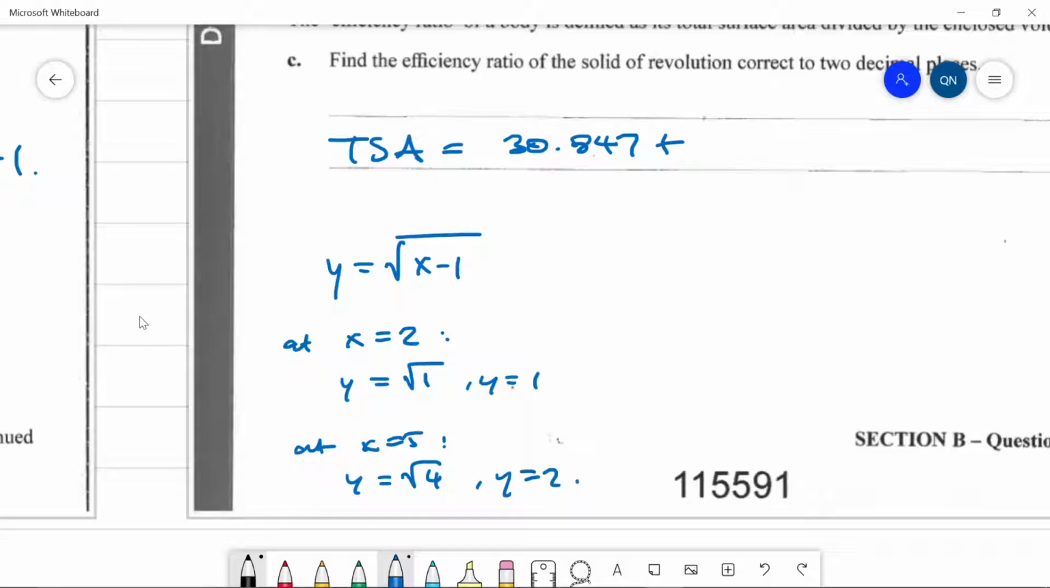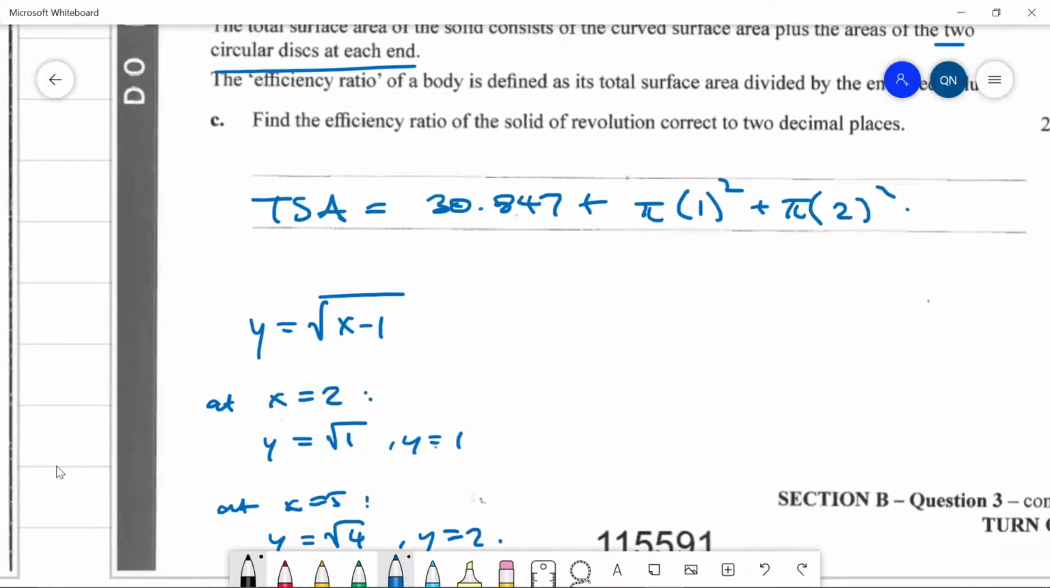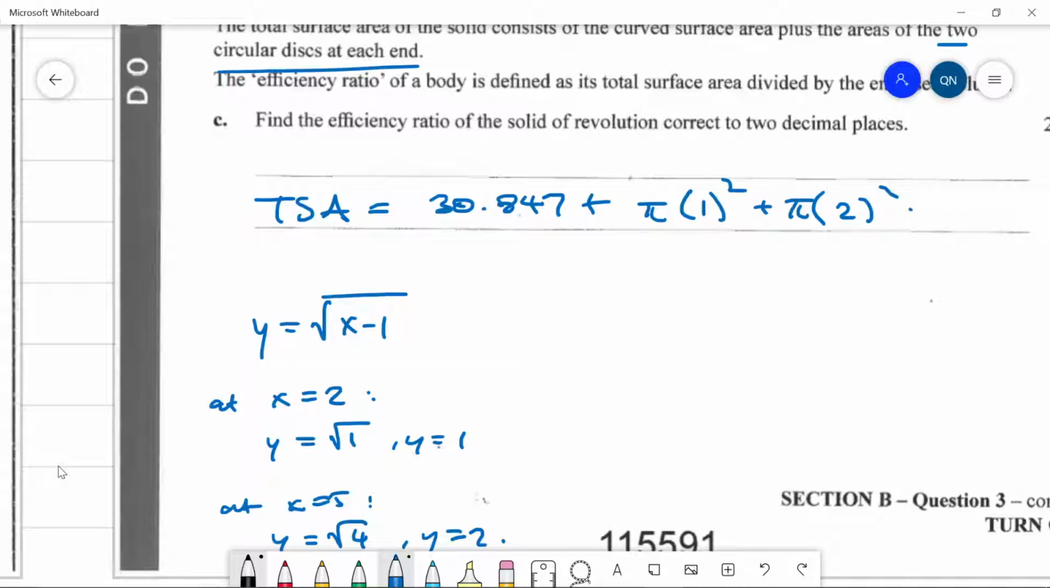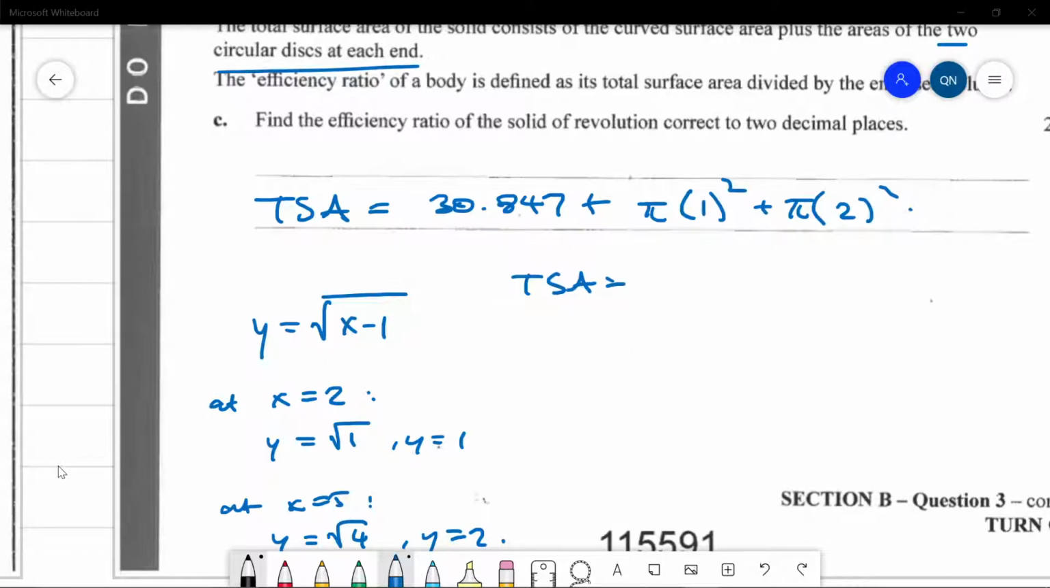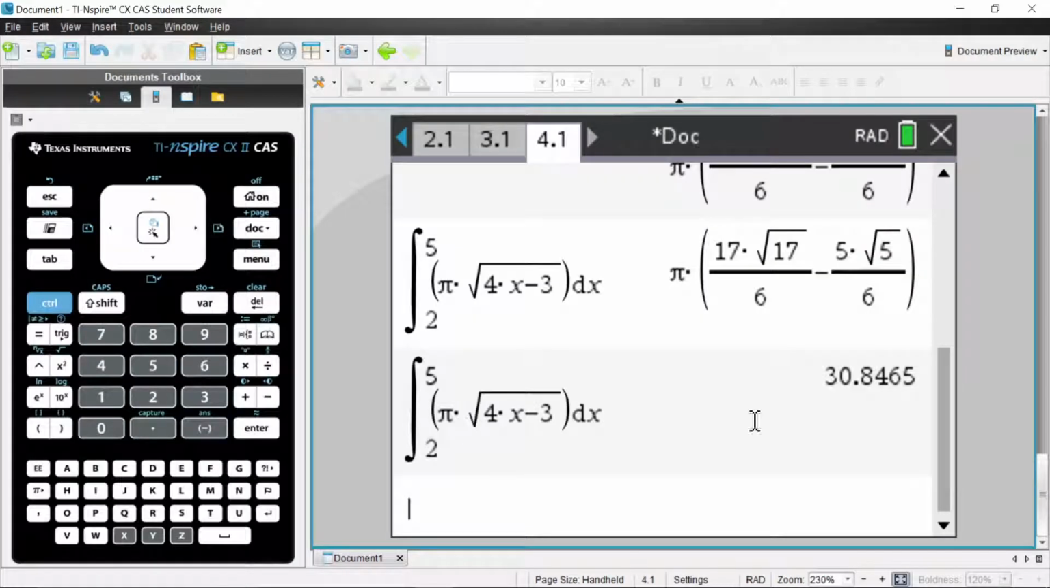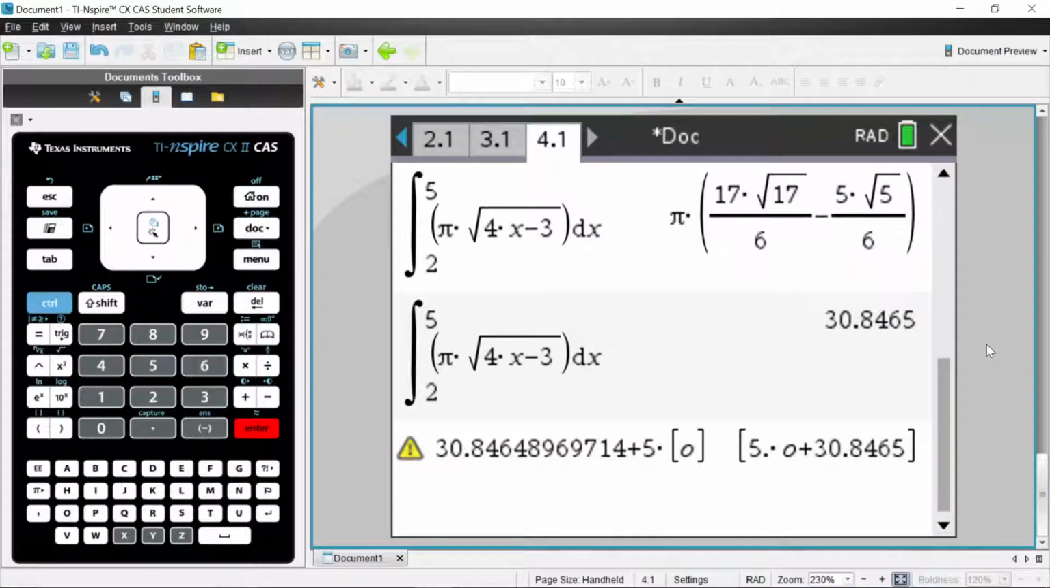So we have 30.847, and then plus pi times 1 squared, and then plus pi times 2 squared, which is 4. So it's basically this value, and then plus 5 pi. Right, so TSA equals, let's grab this value over here and just add 5 pi to it.